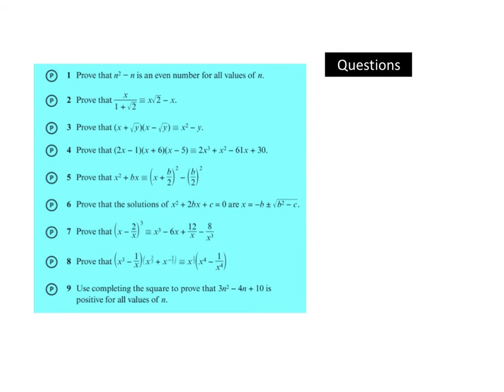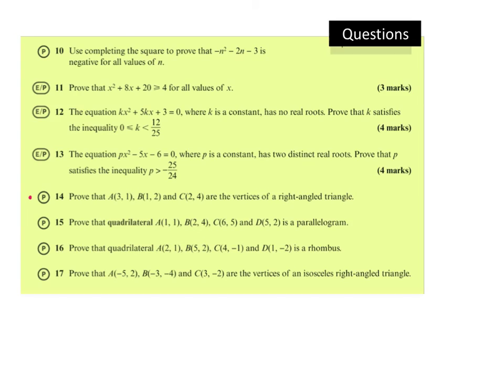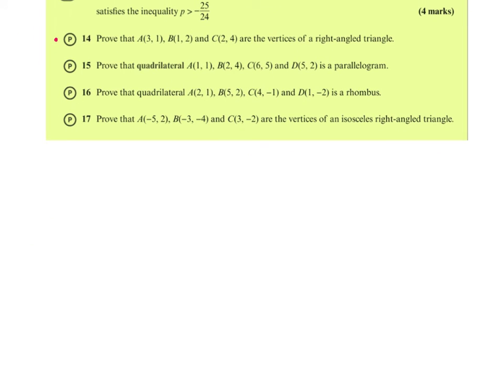So, here are some questions. As we all know, when in doubt, draw it out. So we're going to prove 14. Now, even though with a proof you do not need the drawing, it's really good that we understand what's going on. So prove that these vertices are the vertices of a right-angled triangle.